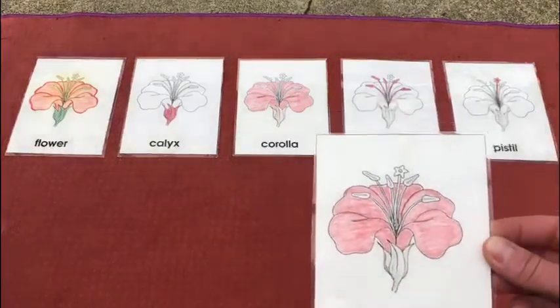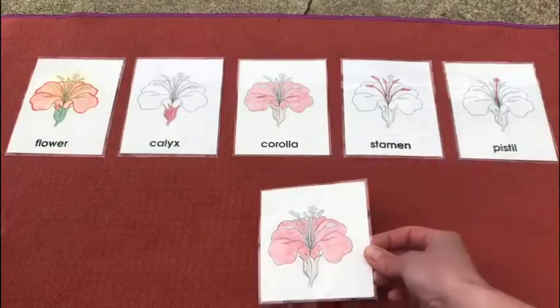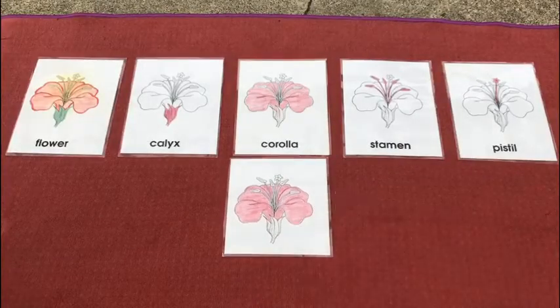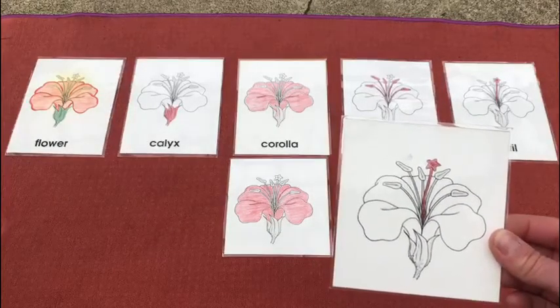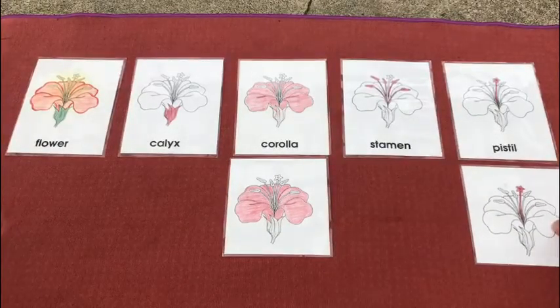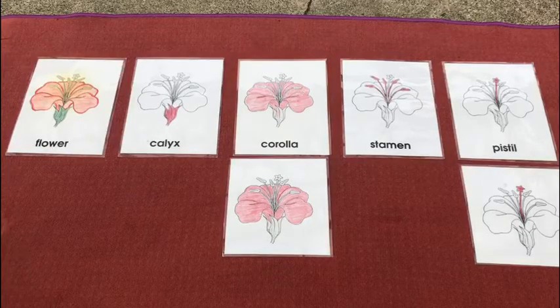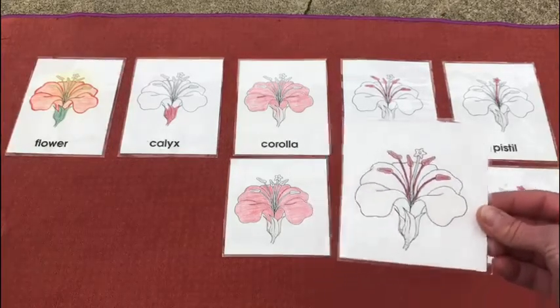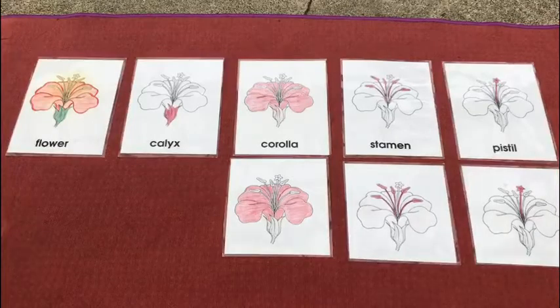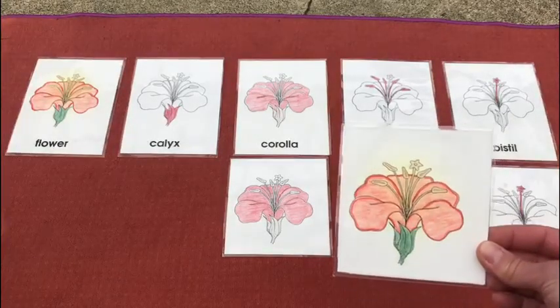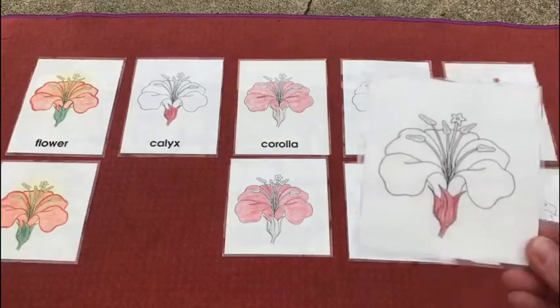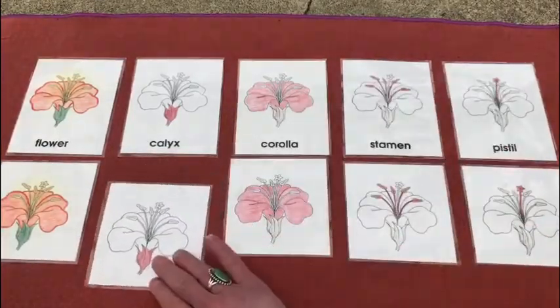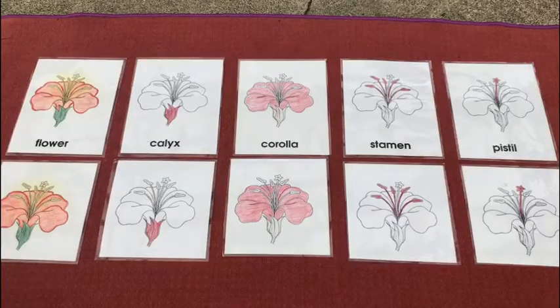What is this part? Yes, the corolla. And what about this? The pistil. And the stamen, the whole flower, and yes, the calyx. You named all the parts of the flower.